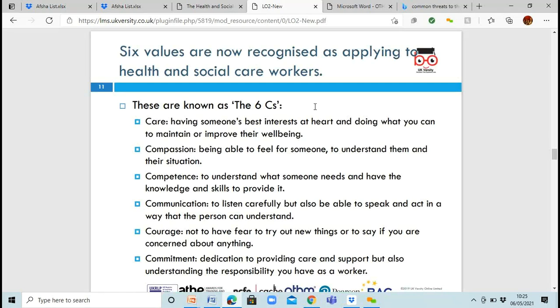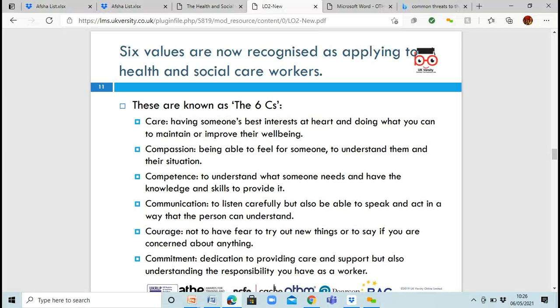Now, there's 6 values here, and I'm pretty sure that you'll have come across these. Even if you've never heard of the 6 C's, you'll probably end up doing it on a normal basis with your patients, with your colleagues, with your family members. You'll probably already be doing these. So the 6 C's is what they're known as. They are care, compassion, competence, communication, courage, and commitment.